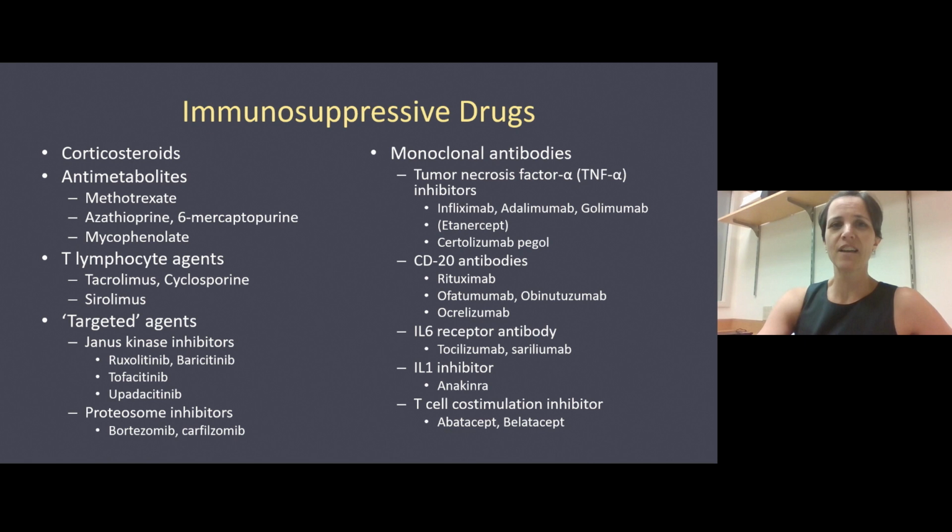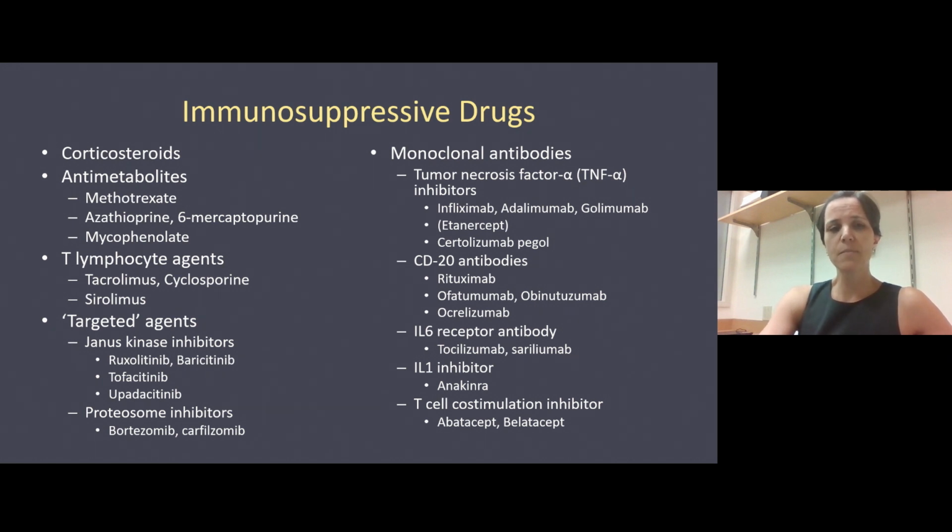So this is by no means an exhaustive list of immunosuppressive drugs out there. It's just to give you a flavor of what has to go through your head when you're thinking about the immunocompromised host. There are several classes of drugs. So on the left-hand side are some of the older ones. So corticosteroids, antimetabolites like methotrexate, azathioprine that we use in autoimmune disorders, T lymphocyte active agents like tacrolimus and cyclosporin that are typically used in transplant.